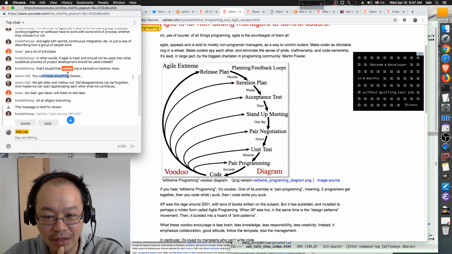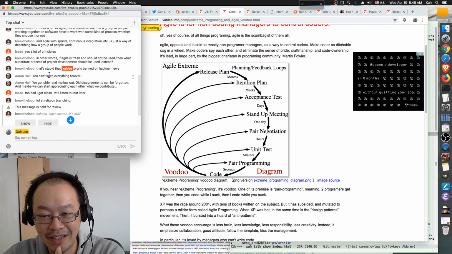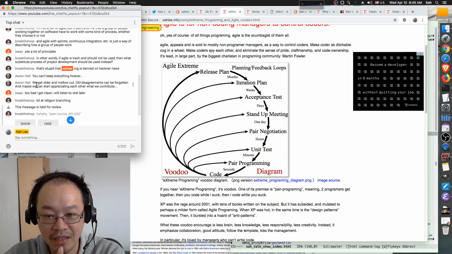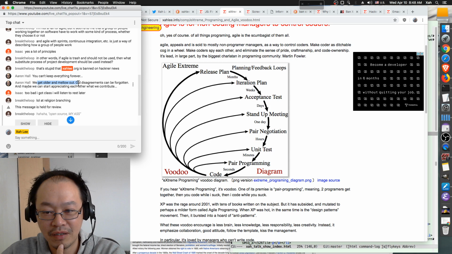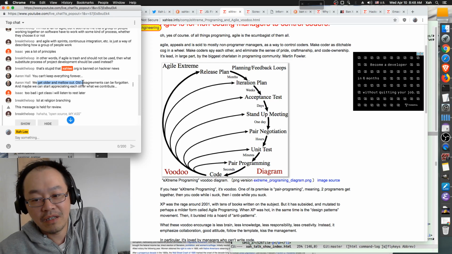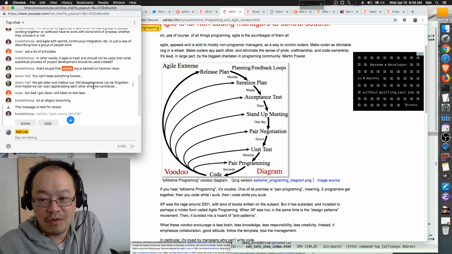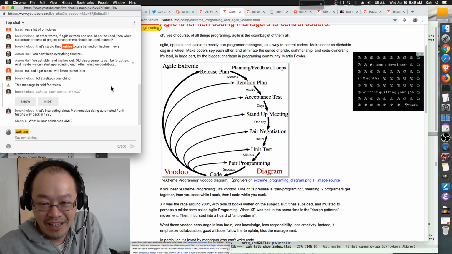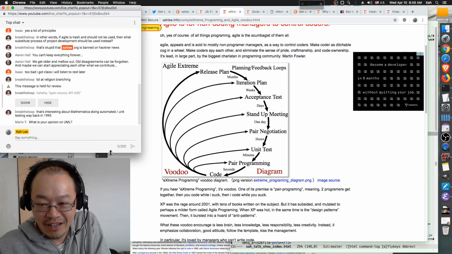Oh God, I'm so behind in reading the comments. I forgot what the context was. Aaron says, you can't keep everything forever. We get older and mellow out. Old disagreements can be forgotten, and maybe we can start appreciating each other and what we contribute. Okay, that's about open source, or something. It's been a while. Let me catch up with the comments.